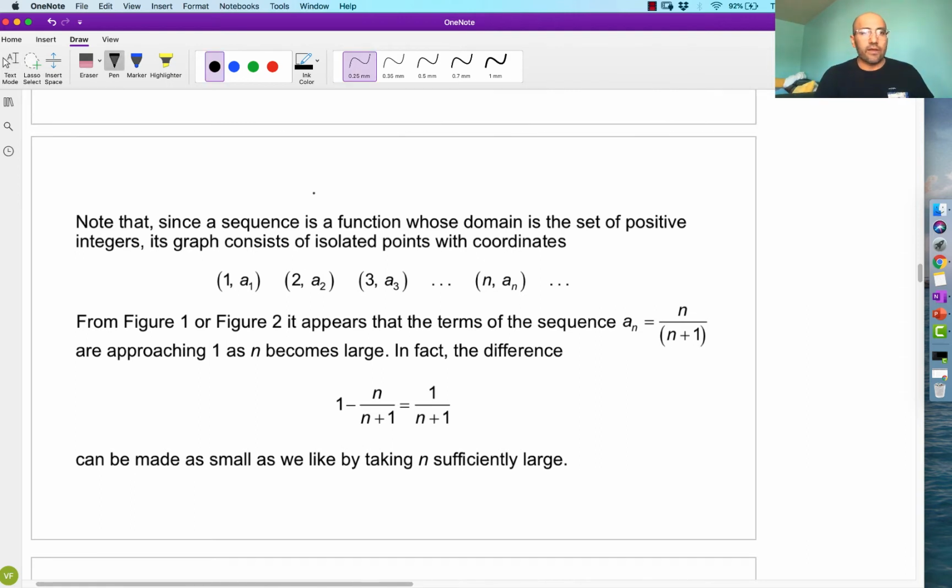So in other words, all you have to do is multiply the numerator and denominator of this by n plus 1 over n plus 1, right?